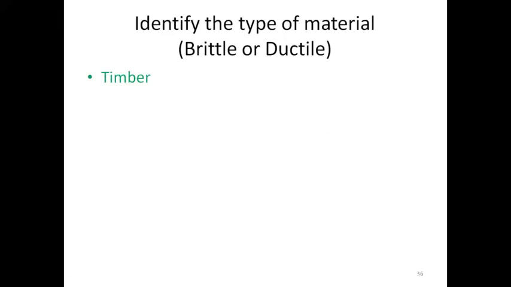So the first question is timber. Timber means wood. So identify whether timber is a brittle material or ductile material. Anyone can answer. Brittle. Timber is a brittle material.